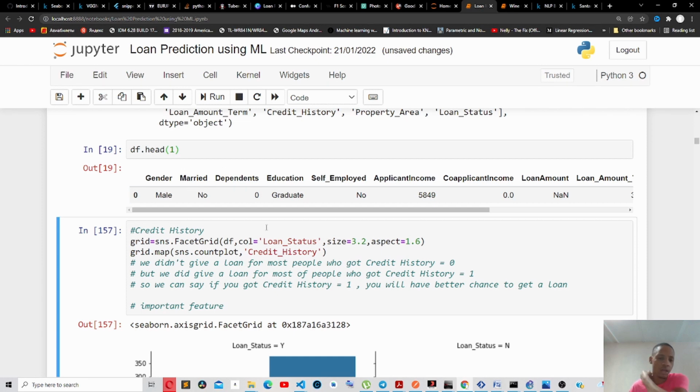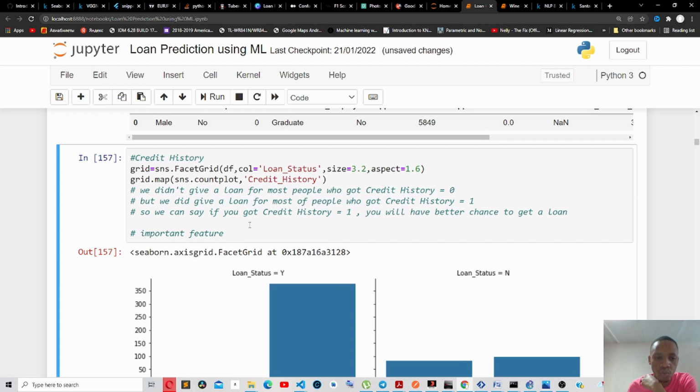So the next step that we are going to do is compare our features in our dataset with the loan status, right? So the first thing that we are going to do is create the FacetGrid using Seaborn, which is a visualization library that works on top of Matplotlib, right? And then we provide the dataset.